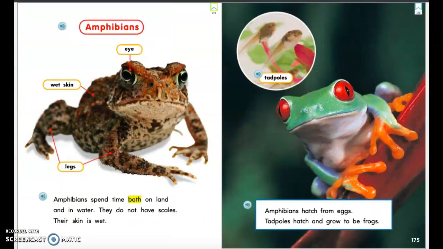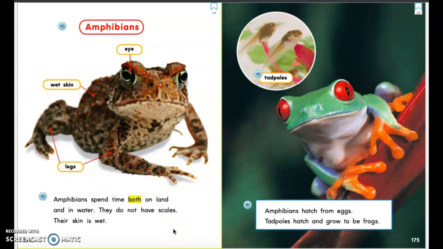Ooh, a new animal group. This is our third one, amphibians. Amphibians spend time both on land and in water. They do not have scales. Their skin is wet. If I look at the labels on my toad there, they have his eye labeled, his legs, and then my friends here, they have wet skin.